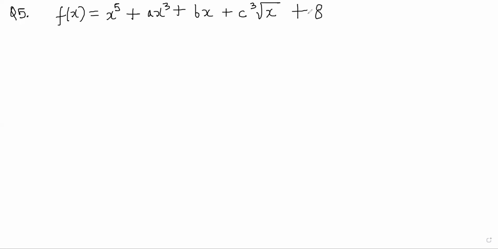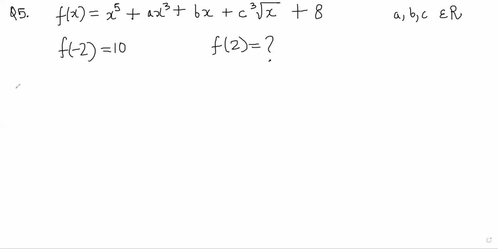This is question 5. The question says that let f of x be equal to x power 5 plus a x cube plus b x plus c cube root of x plus 8, where a, b, and c belong to real numbers. Now we are given that f of minus 2 is equal to 10, and we are being asked to find the value of f of 2.